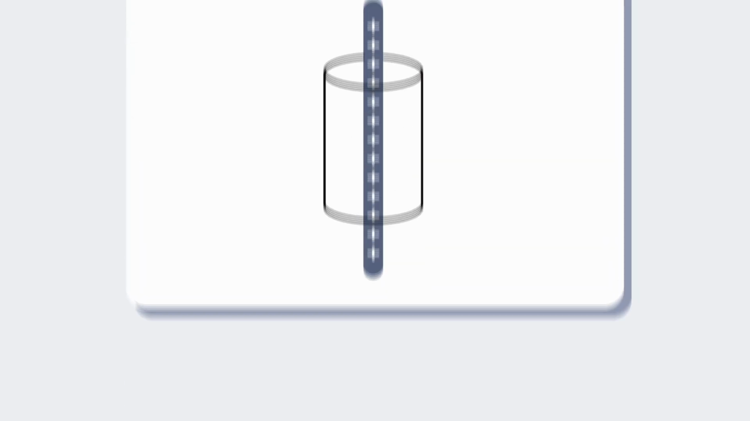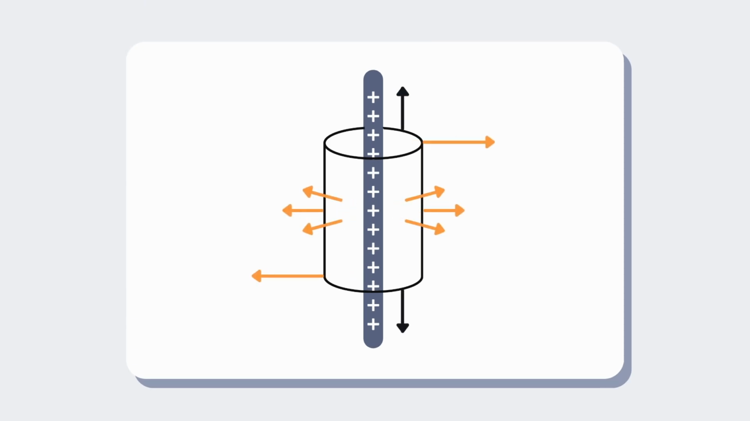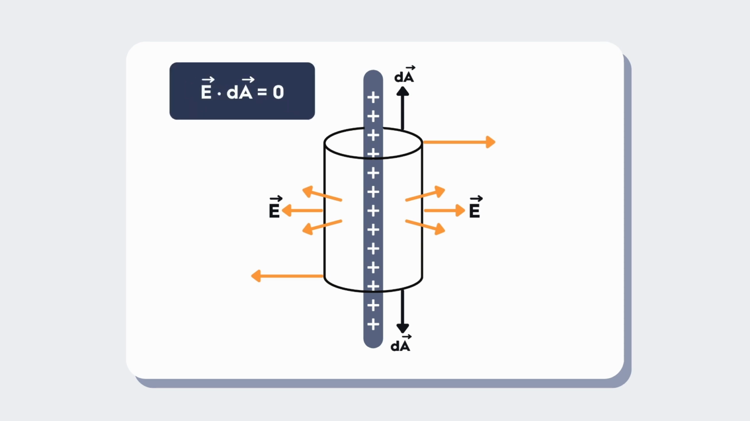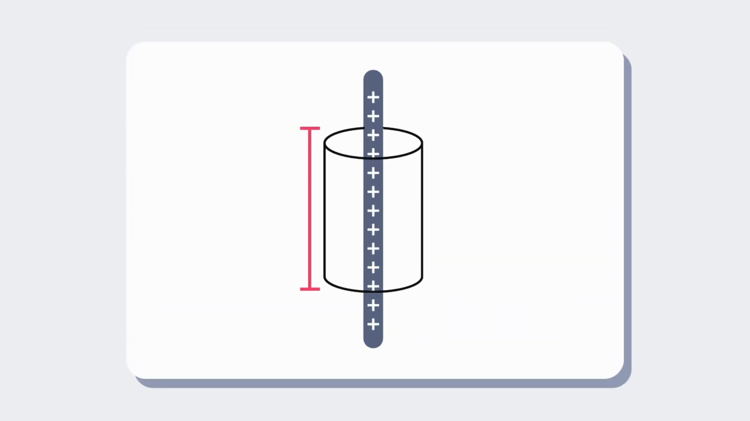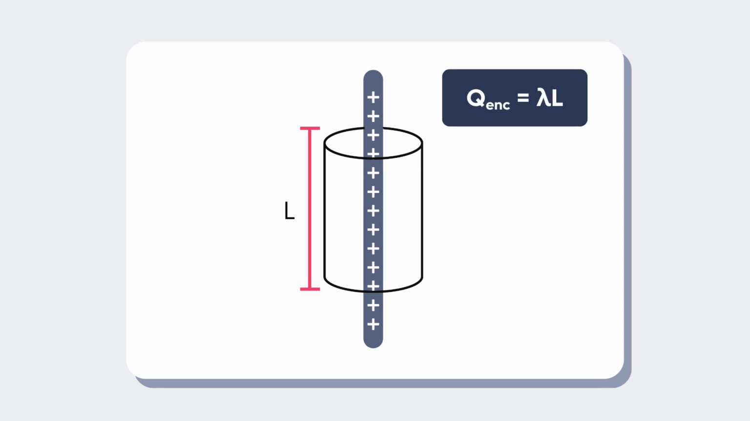What about the flat end caps? There, the area vectors point along the wire, but the field points sideways, so E dot dA is 0. No flux through the ends. Now find the enclosed charge. A length L of the line contains charge lambda times L, so Q enclosed equals lambda L.